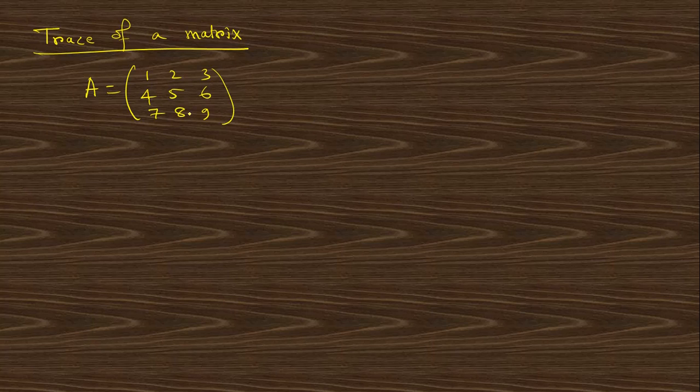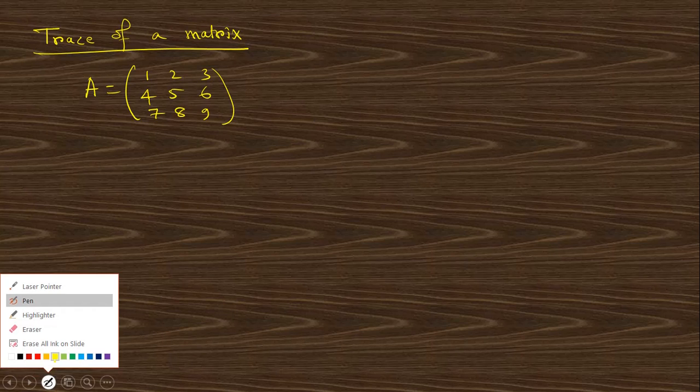Trace of a matrix. This is very simple. Suppose you have any matrix: 1, 2, 3, 4, 5, 6, 7, 8, 9. The sum of all diagonal elements, the sum of the diagonal elements, is called the trace of this matrix.